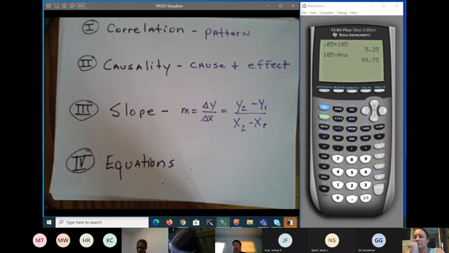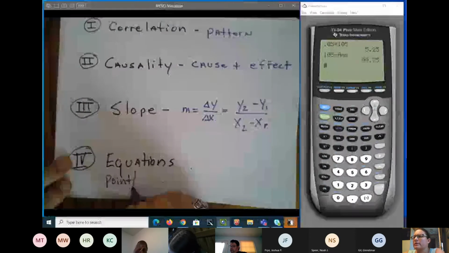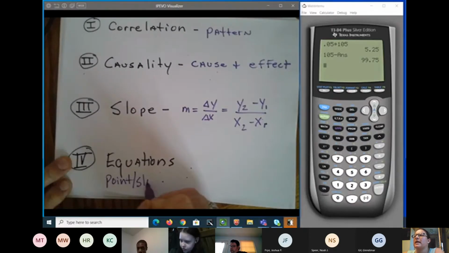Okay, so there's the slope, and then the point slope equation: y minus y sub 1 is equal to m times x minus x sub 1.